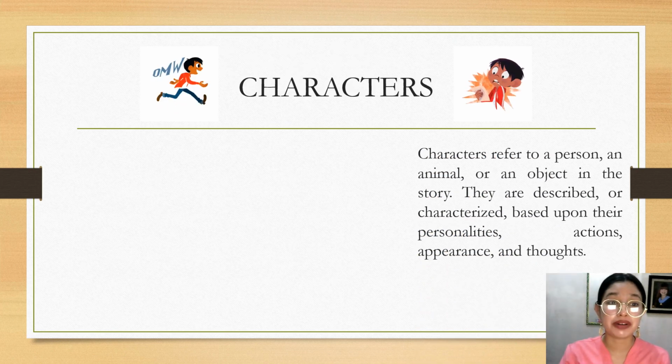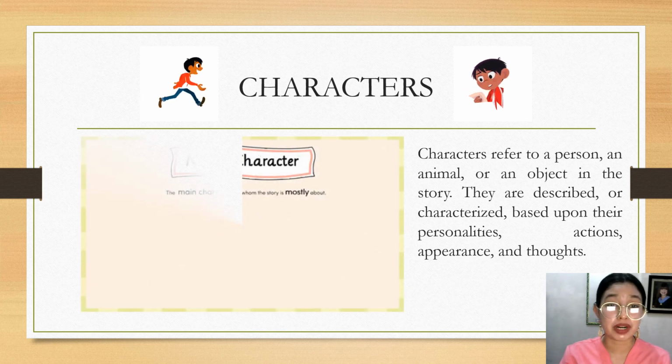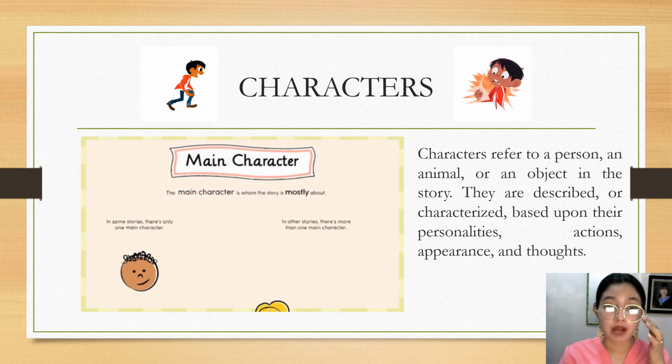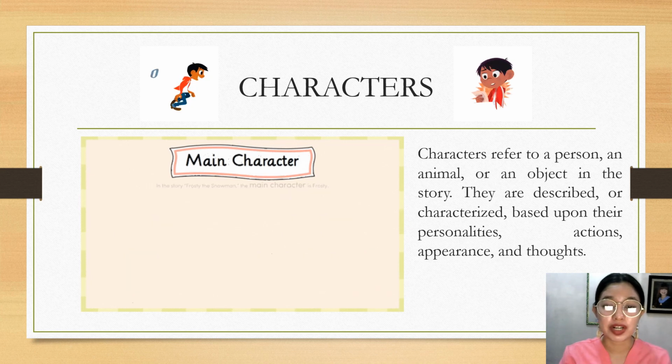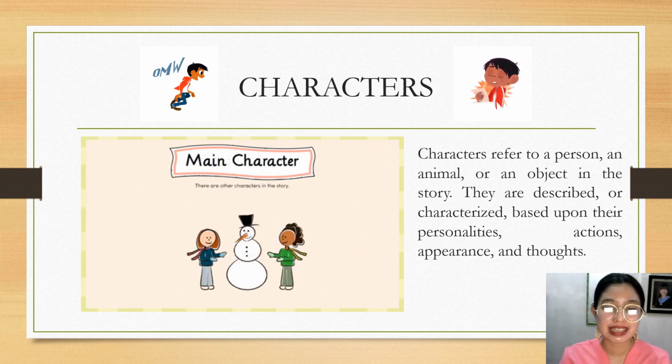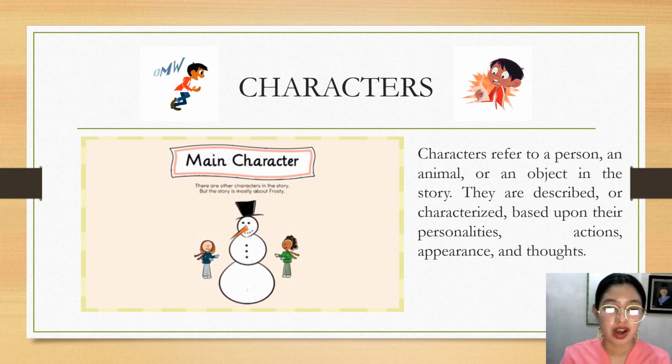The first literary element is the characters. Characters refer to a person, an animal, or an object in the story. They are described or characterized based upon their personalities, actions, appearance, and thoughts.